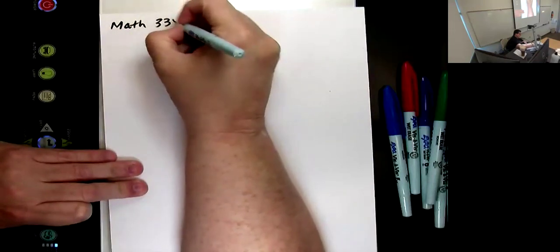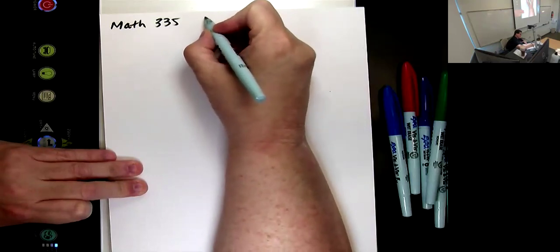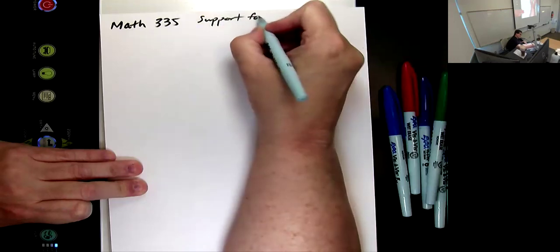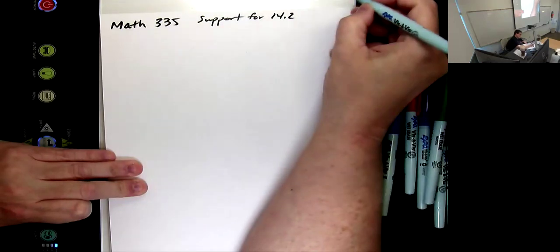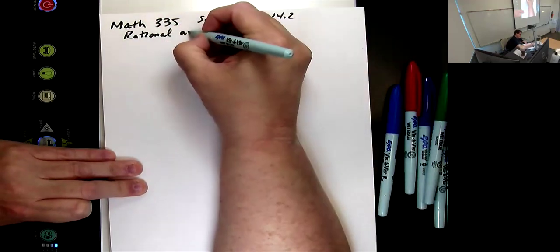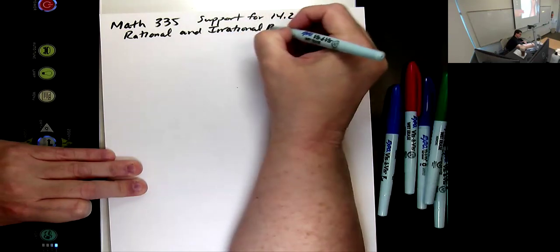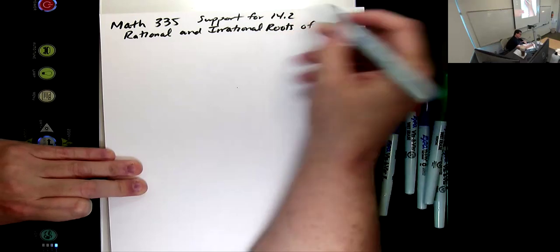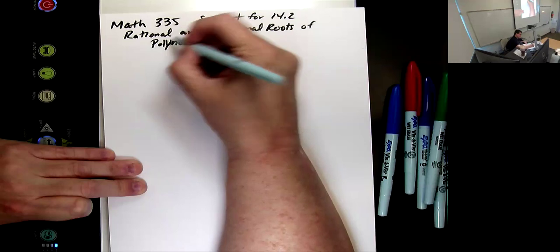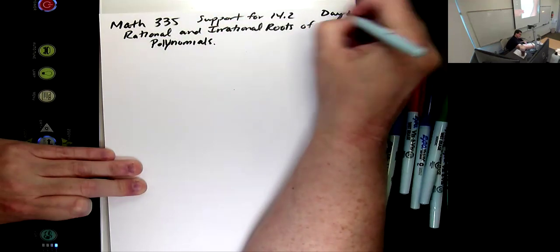This is Math 335, support course for Math 35, Precalculus A. And we are going to do support for 14.2, the rational and irrational roots of polynomials. And this is day 24.